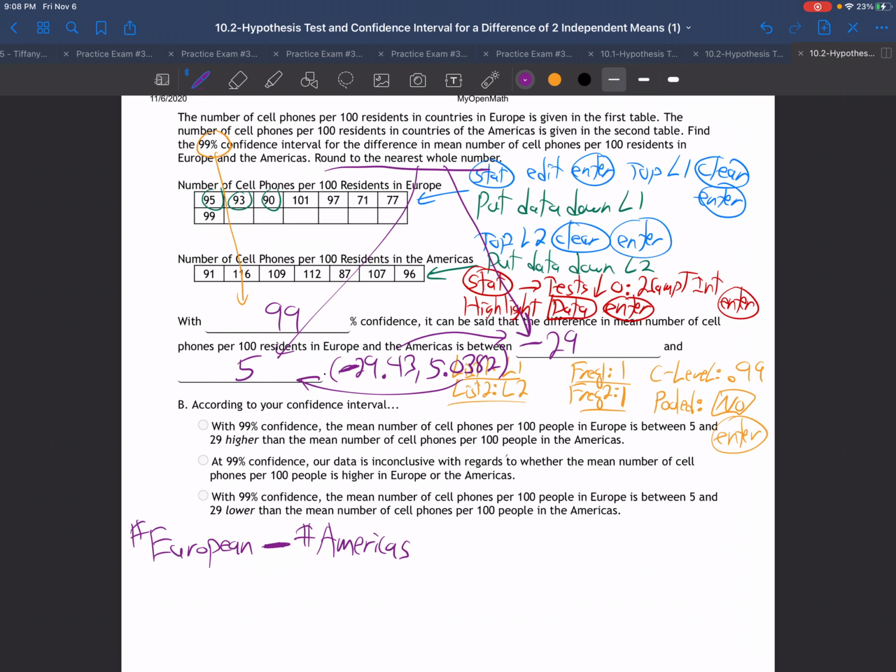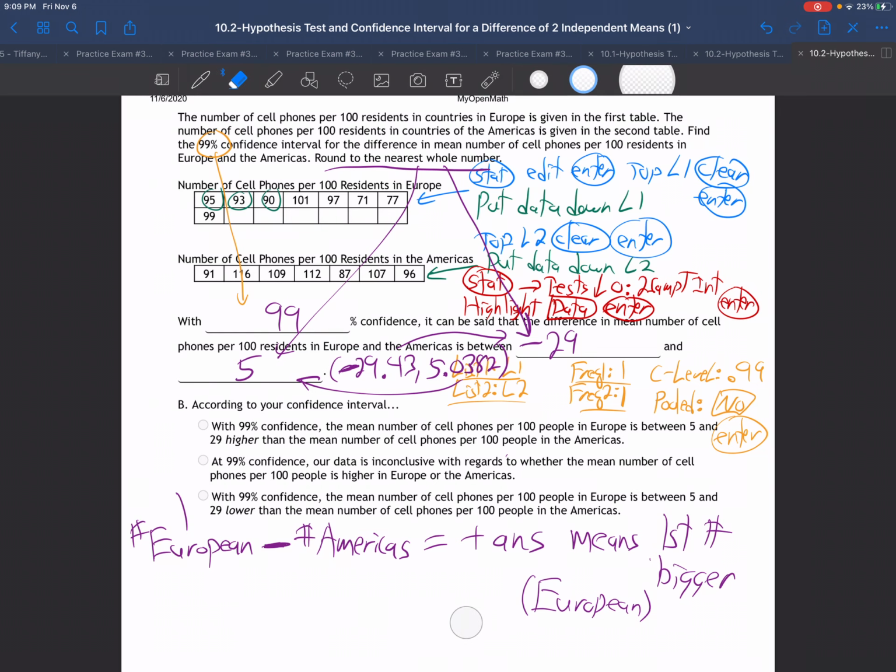If you subtract two things and you get a positive answer, it means the first number is bigger, right? If you subtract two things, like 10 minus 3, you'll get positive 7 because the first number is bigger. So it means the first number is bigger. In this case, that would be the European.